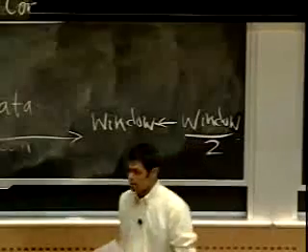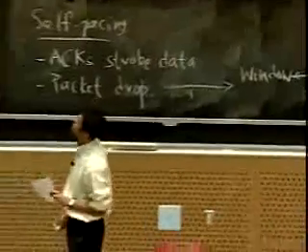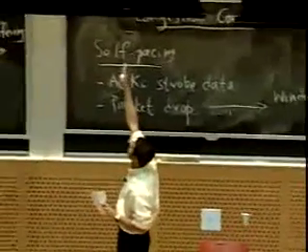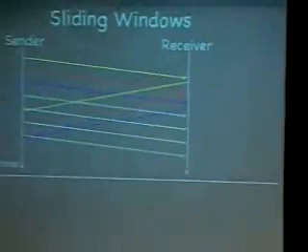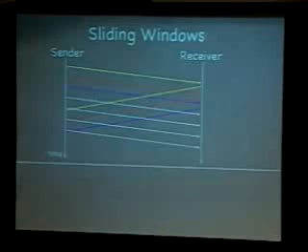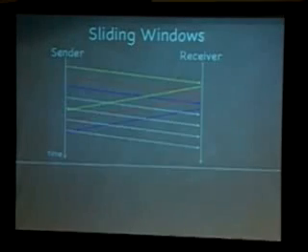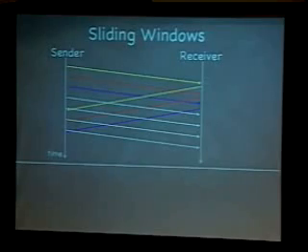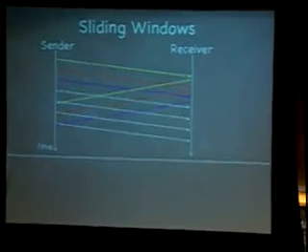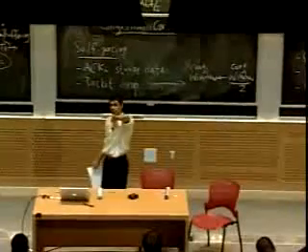Okay? So I should mention here that there are really 2 windows going on. One window is the window that we talked about the last time, where the receiver tells the sender how much buffer space it has. And the other window is another variable that we've just introduced, which is maintained by the sender, and it's also called the congestion window. Okay?